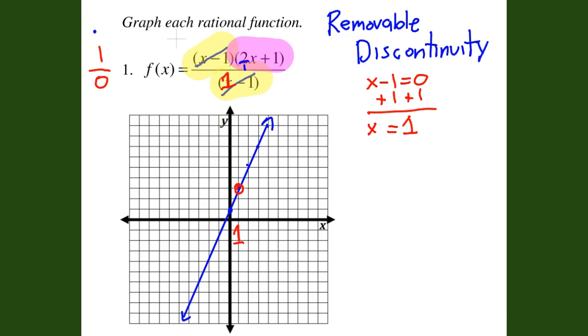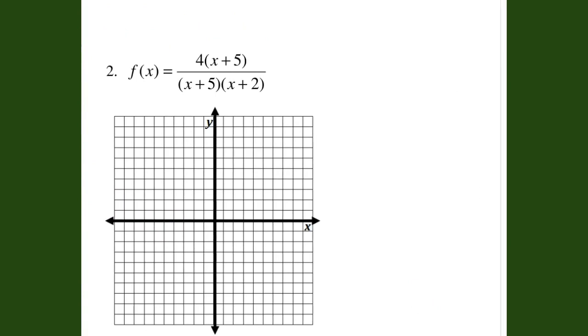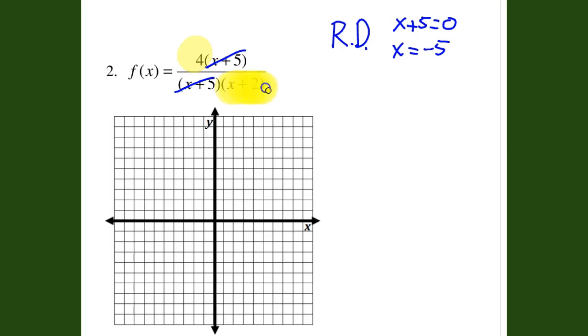All right, so let's go ahead and look at number 2. There we go. So this time we have a factor of x plus 5 on the top and bottom. So I'm going to call it the removable discontinuity, RD for short, is where x plus 5 equals 0. So it's going to be at x equals -5. Right? And what I'm left with that I need to graph is 4 over x plus 2. So this is definitely a different type of graph than number 1. This is not a straight line.